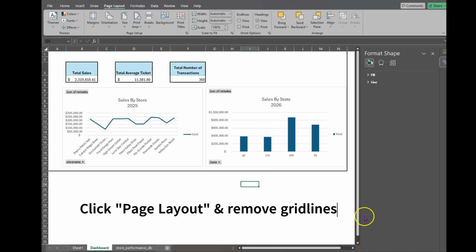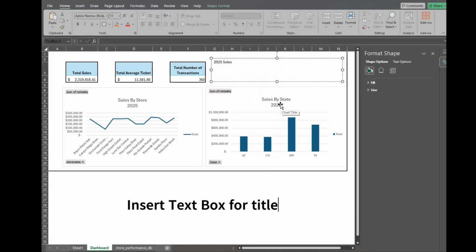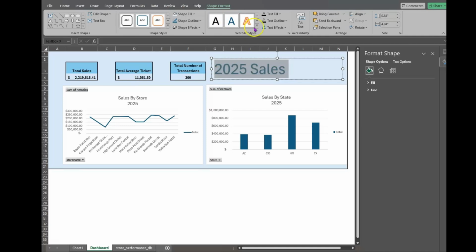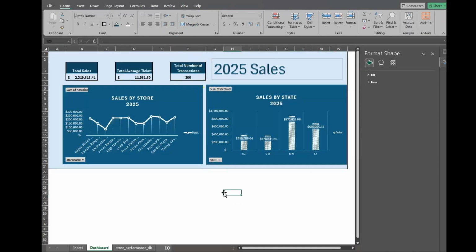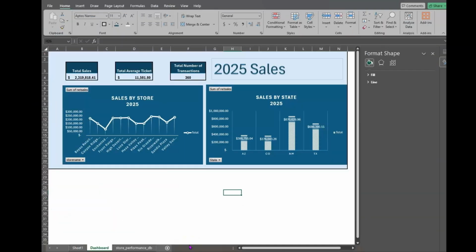At this point, the same data that looked confusing in SQL now tells a story. A manager can glance at this for 5 seconds and understand what's happening. So the real workflow looks like this: raw data, SQL, prepared dataset, dashboard, and decision.